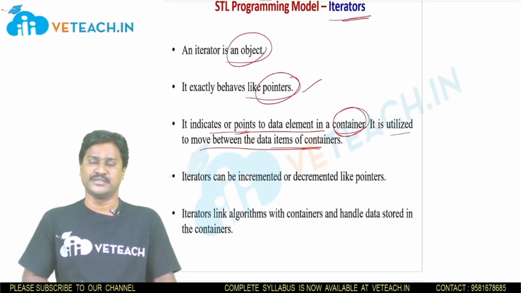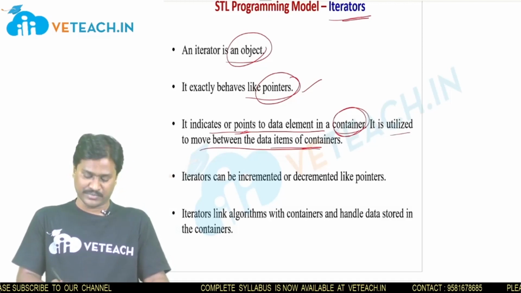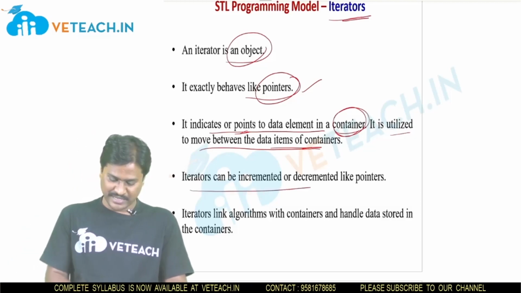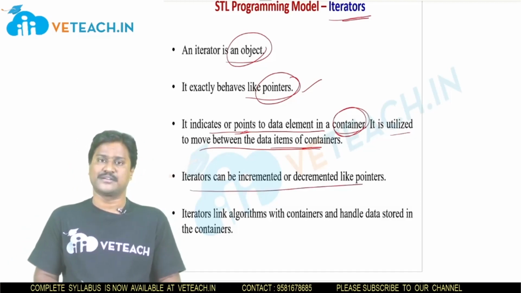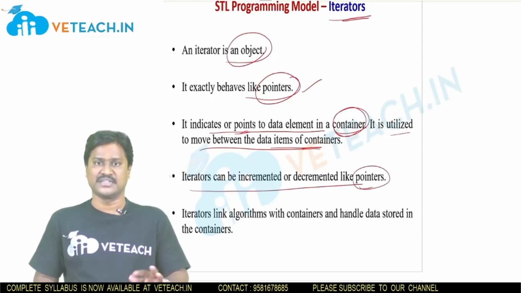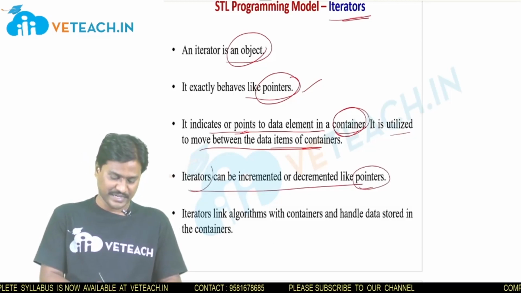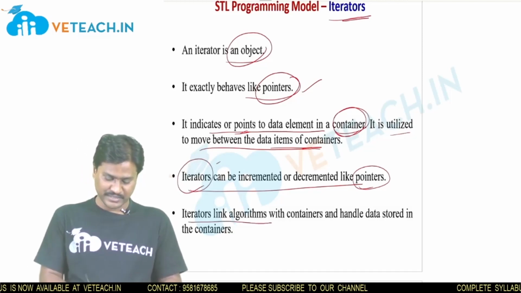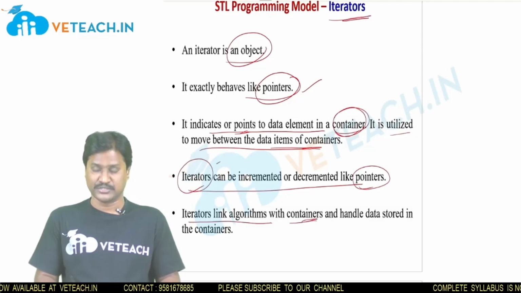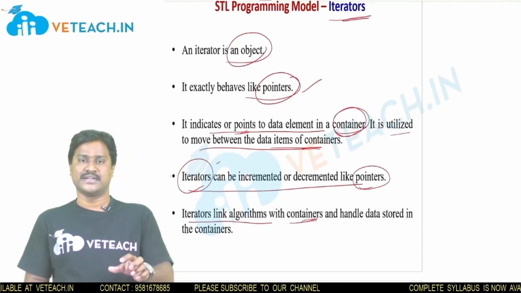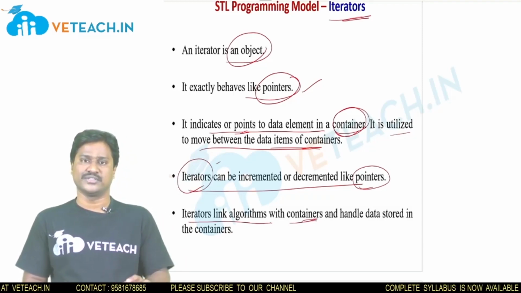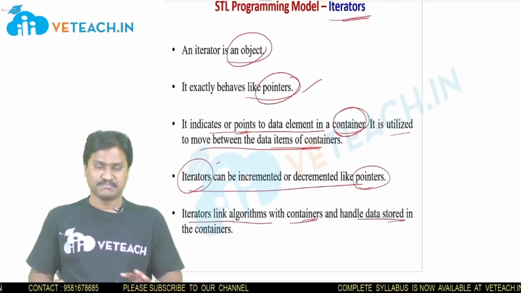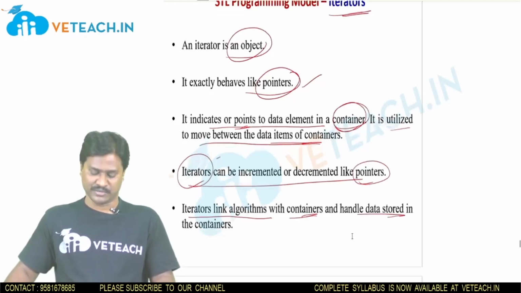Sometimes data movement may be possible among the containers of the standard template library. So iterators can be incremented or decremented like pointers. As we know, a pointer can be incremented or decremented, the same way iterators can be used to increment or decrement. Iterators link algorithms with containers, because containers contain the data and algorithms are nothing but operations on this data. These iterators link the two for performing operations in our programs.